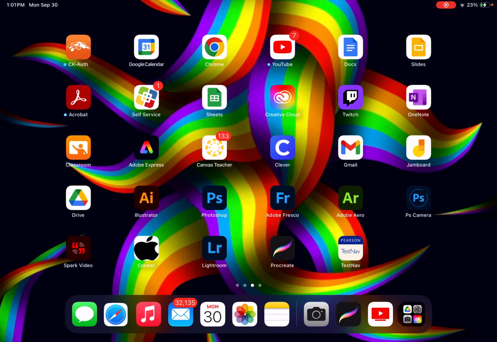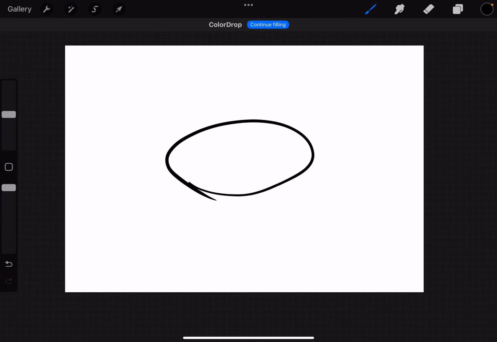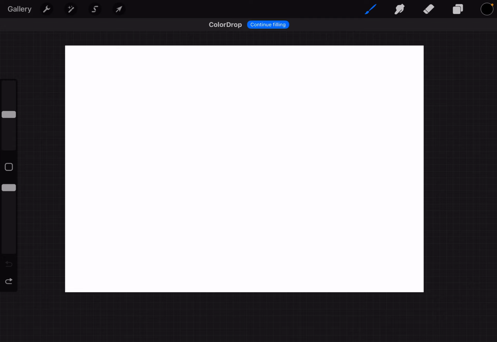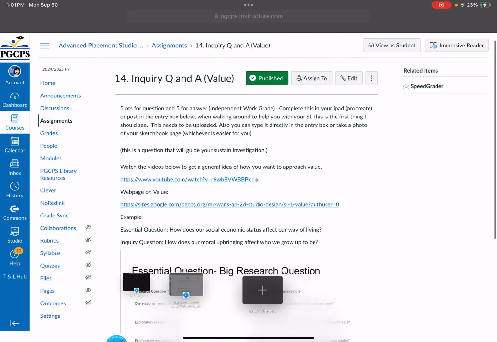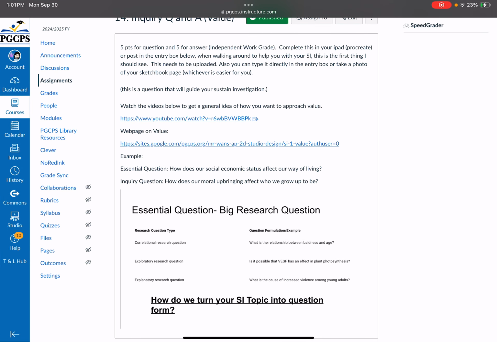I'm just going to create a little mini mind map for mine, because I feel like I need to at least illustrate or show my thought process in this. Okay, so now in terms of the question that I wrote down, how does our social economical status affect our way of living? I want you to take your time, think about your essential question, and if it works easier this way, you can think about things you might want to draw, and then later put it into question form.